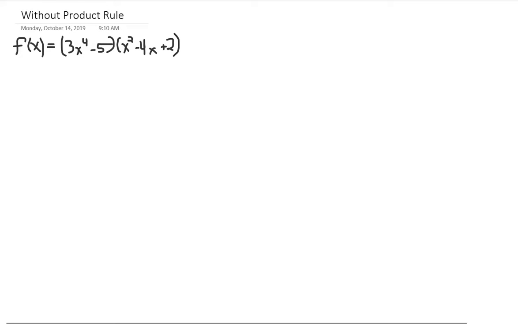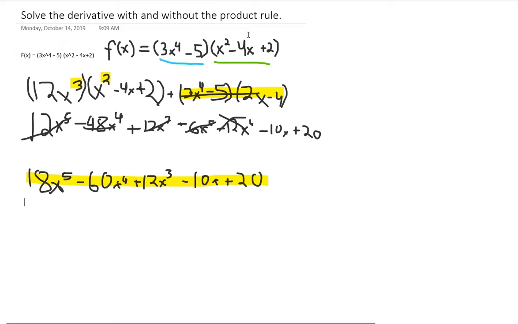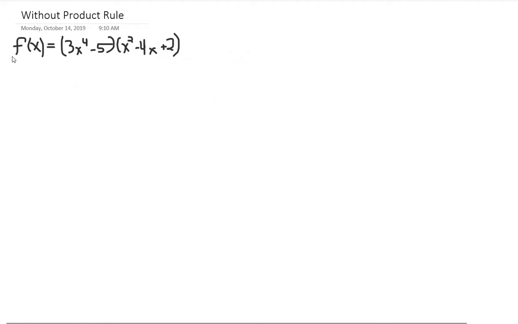Well, in this last problem, we took the derivative and then we combined, and then we did distribution. Well, in this one, we're going to do distribution first, and then we'll do the derivatives. Okay, well, let's get in. This is going to be a lot of writing, so get ready. So 3x to the fourth times x squared. That's just, remember, you add your exponents.